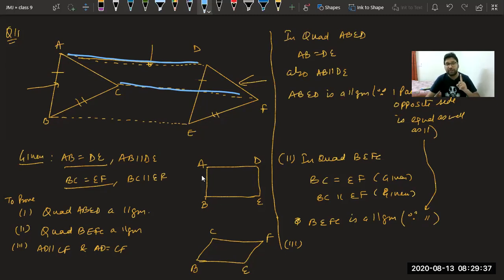Directly we cannot say. But if you remember chapter number 6, we have done a theorem that if one line is parallel to another line and that line is parallel to another line, then all lines are parallel. We can use that. How? Let us see. First of all, we can say AD is parallel to BE. Can we say this, class? Can we say AD and BE are parallel? Because ABED is a parallelogram.